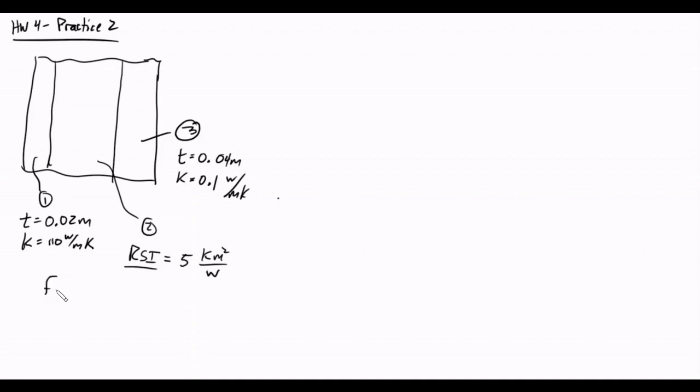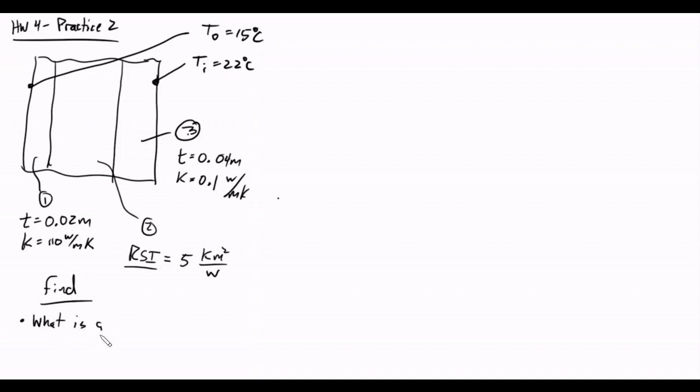Okay, we are asked to find, I've forgotten some information. The inside temperature of the home is 22 degrees Celsius. And the outside temperature of the home, T out, is 15 degrees Celsius. Ask yourself, which way is heat going to transfer? Okay, so we want to know, what is Q? The rate of heat loss.